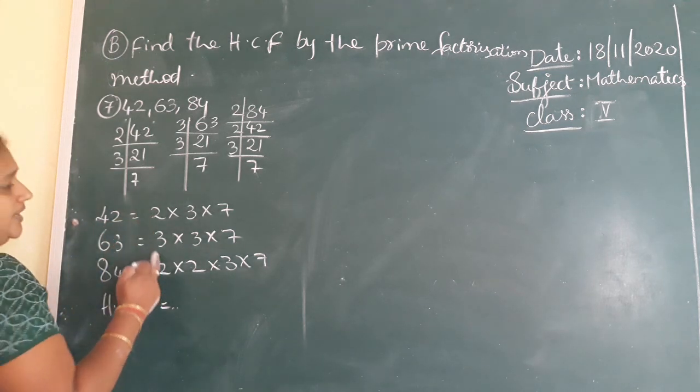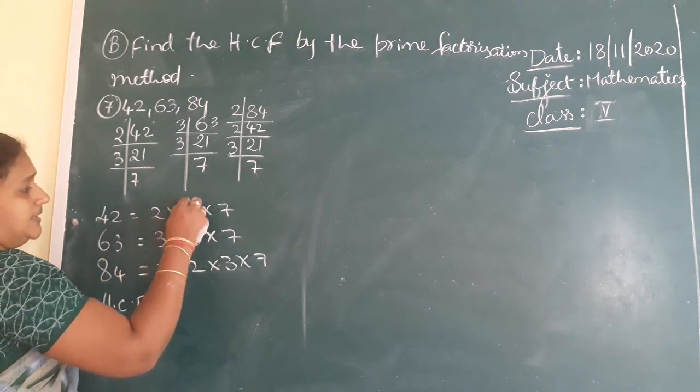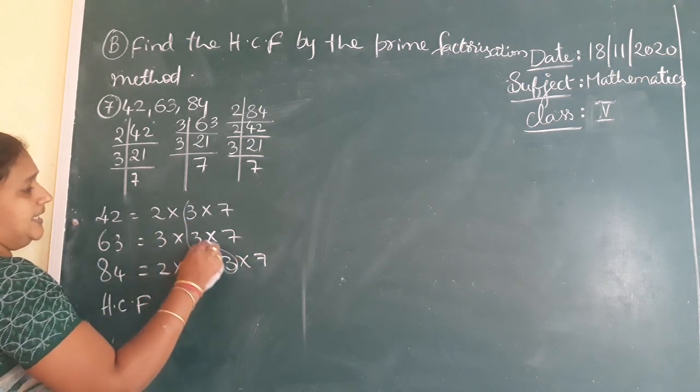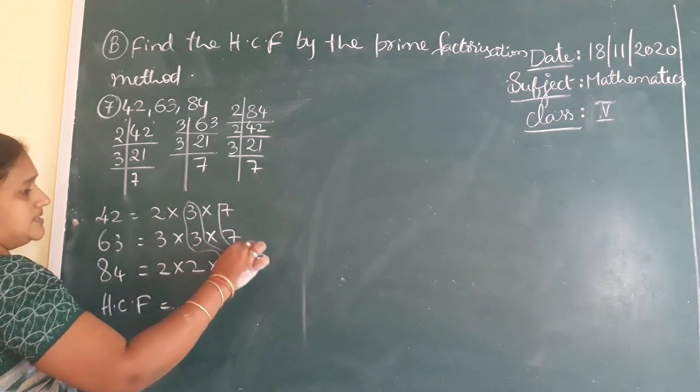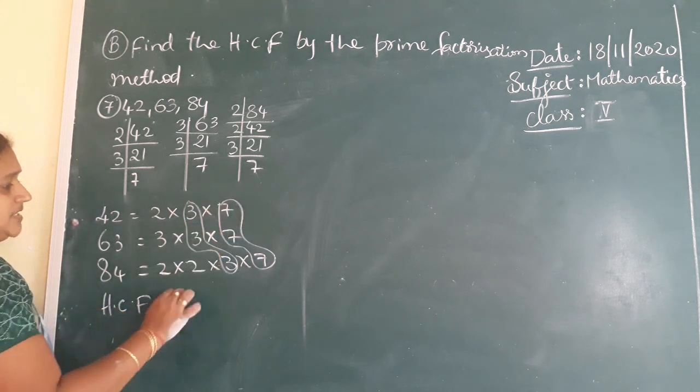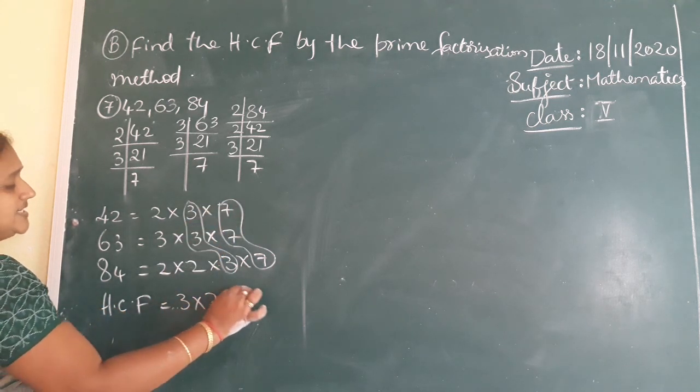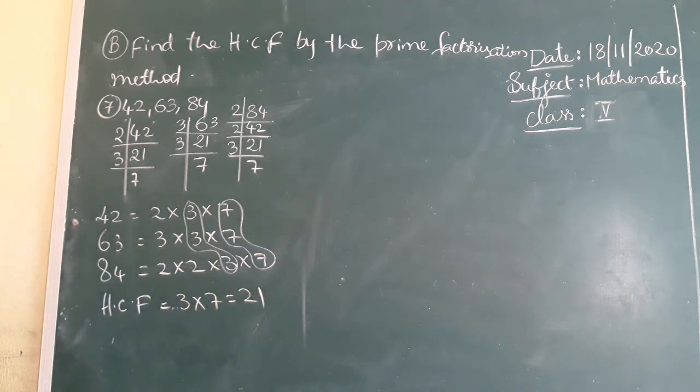2 is common in two, but not there in 63. So 3, 7. 3 into 7 is common. 3 sevens are 21, so 21 is the HCF. See the next one, Amma. 24, 72, 90.